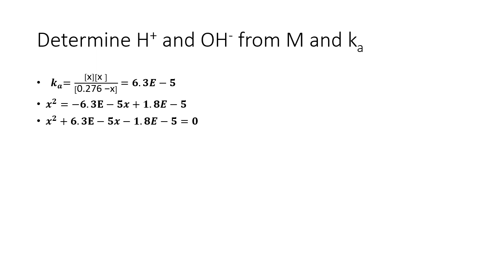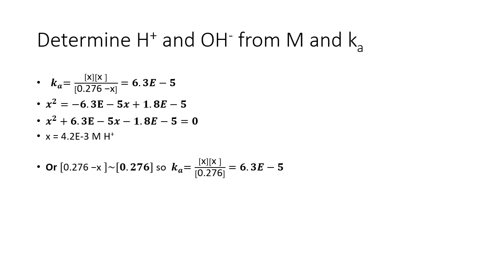At this point, we realize we're not going to be able to factor that. We use the quadratic equation, and we find that X is equal to 4.2 times 10 to the negative third. That is the H plus concentration, because remember, we started with the Ka.